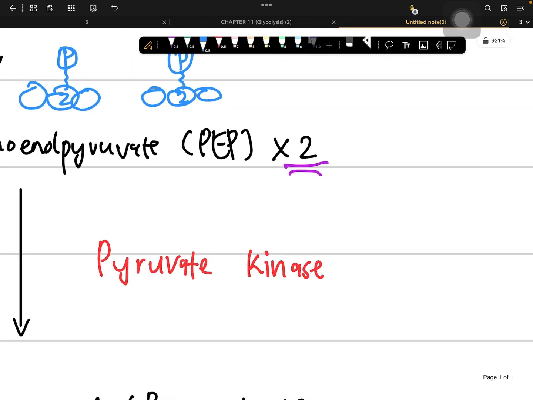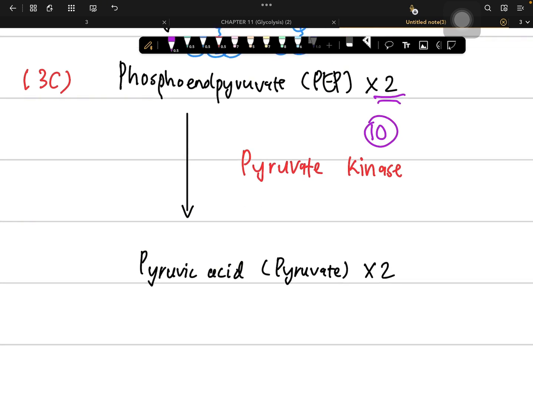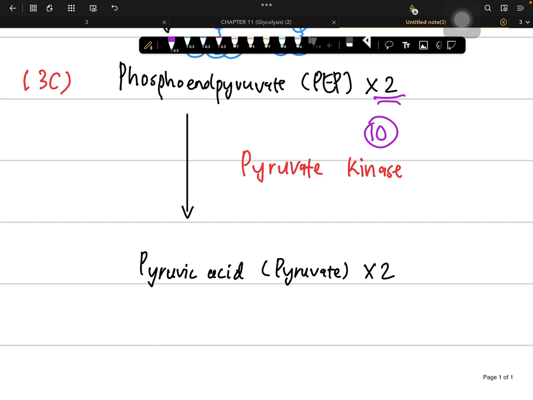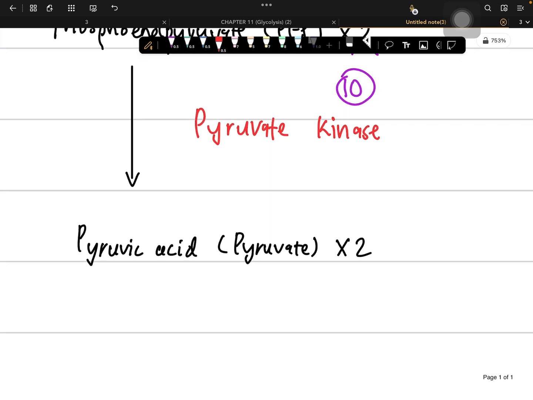And then the last step, step 10, the PEP will become the pyruvate, which is the final product of glycolysis. So there are two. This step is catalyzed by the enzyme pyruvate kinase.